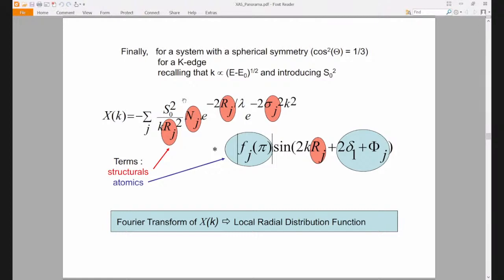And that's why XAS had so much success, because a Fourier transform is something which is really easy to handle. At the time of Sayers and Lytle, making a Fourier transform of the data was taking about 2 days on computers. Now it's something like some milliseconds. It's nothing. You press return and you have the Fourier transform.